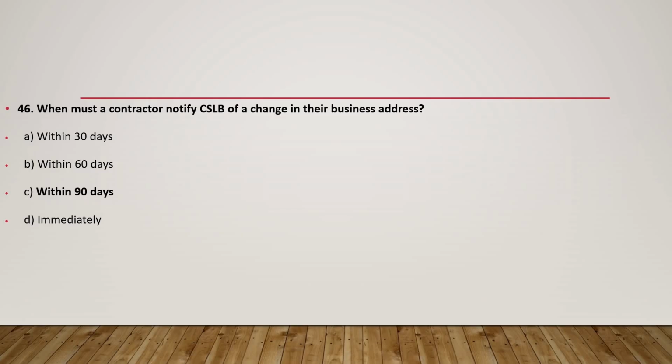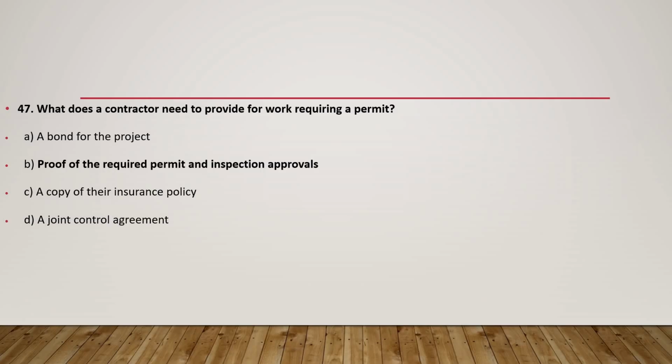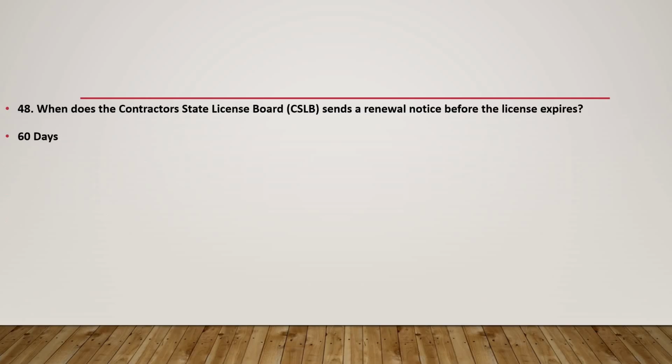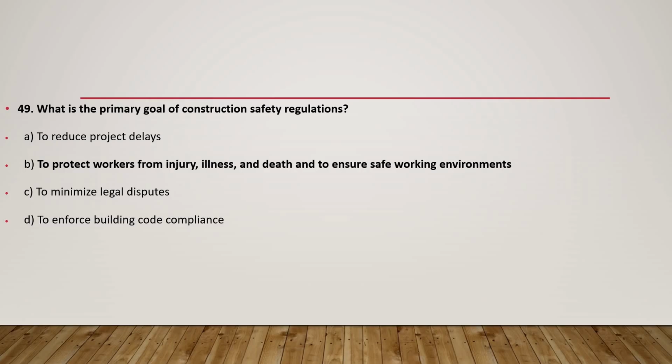46. When must a contractor notify CSLB of a change in their business address? C. Within 90 days. 47. What does a contractor need to provide for work requiring a permit? B. Proof of the required permit and inspection approvals. 48. When does the Contractors State License Board, CSLB, send a renewal notice before the license expires? 60 days. 49. What is the primary goal of construction safety regulations?